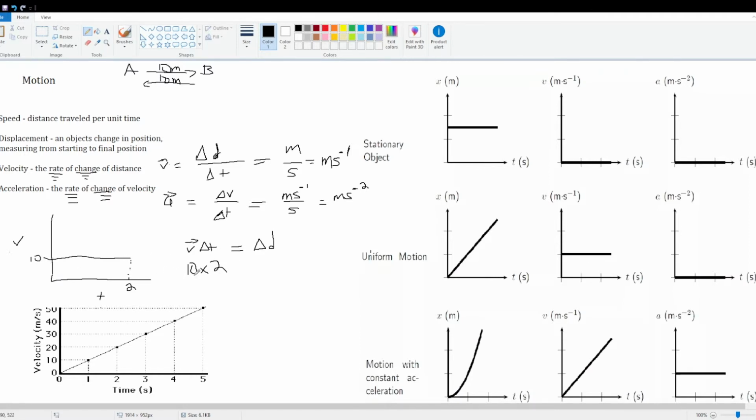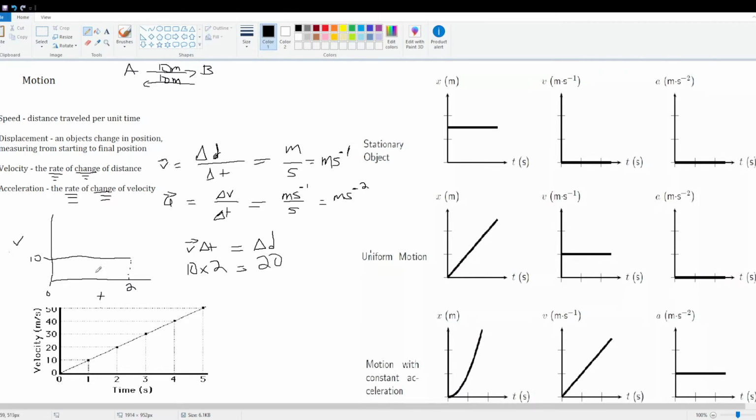And we want to find how far it's traveled after 2 seconds. So the change in time, from 0 to 2 seconds, is just 2 seconds. And so we've got very easily here 20 meters. Now we could find this another way, but I'm going to go into that later.